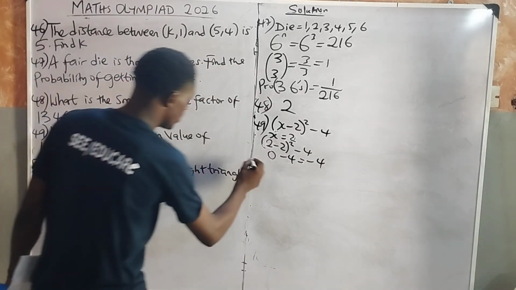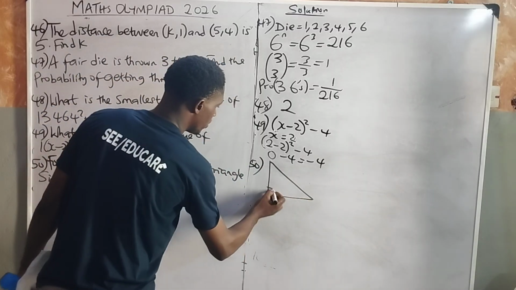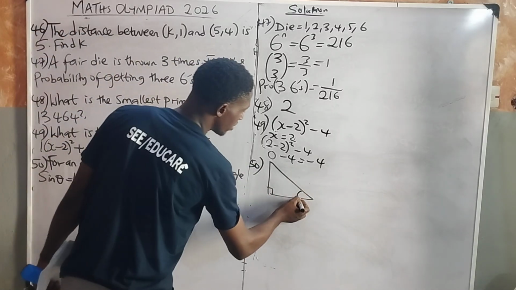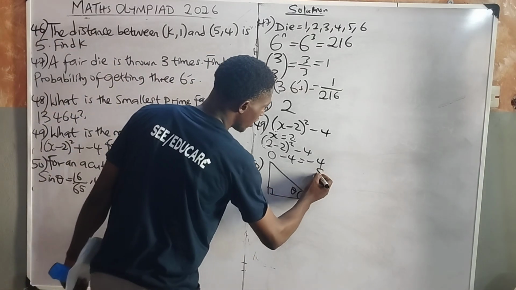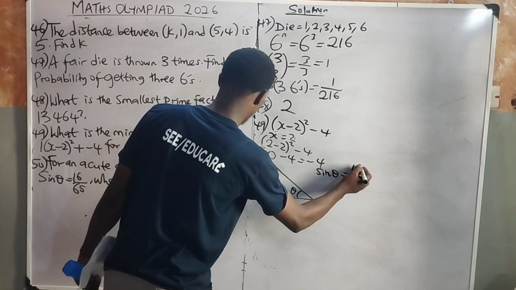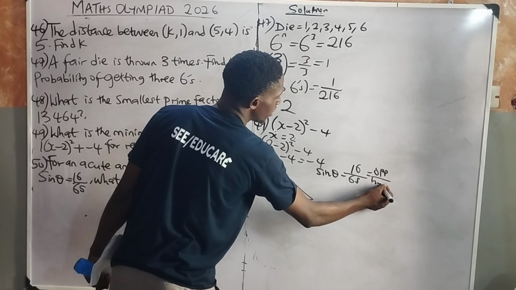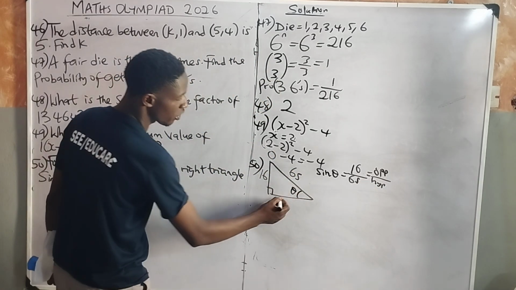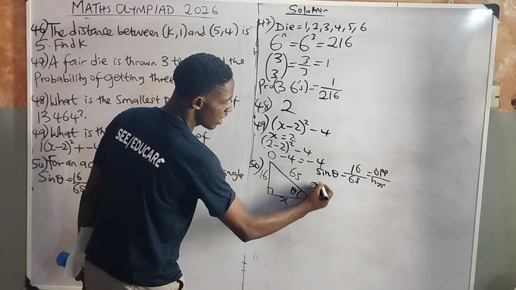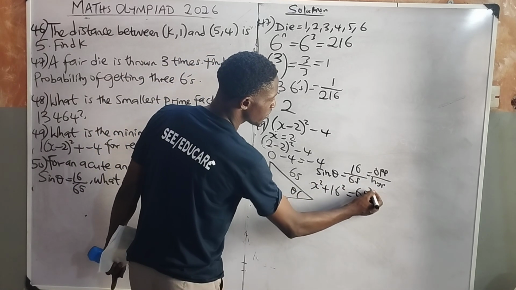Then number 50, which is the last one for today, we have a right angle triangle. This is our theta. The angle is acute. Then we are given sine theta as 16 over 65. Sine is opposite over hypotenuse. So here is opposite 16, here is hypotenuse 65. So we are looking for x. So we can say x square, using Pythagoras theorem, plus 16 square is equal to 65 square.